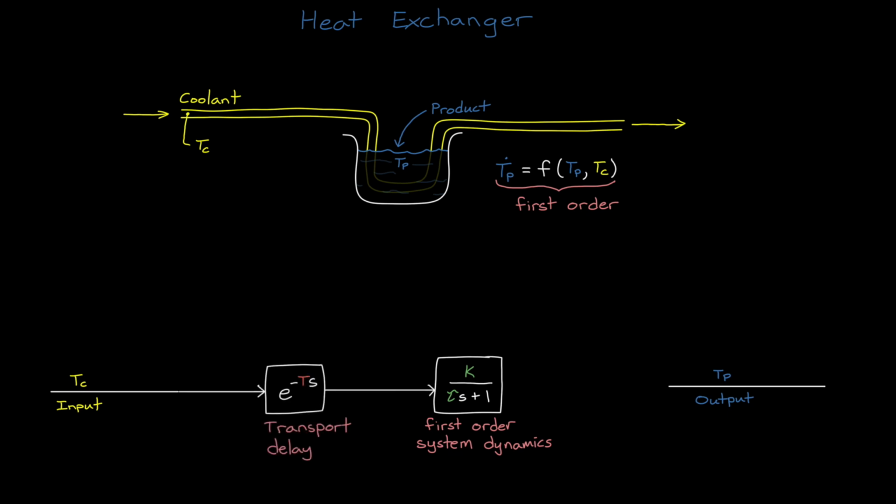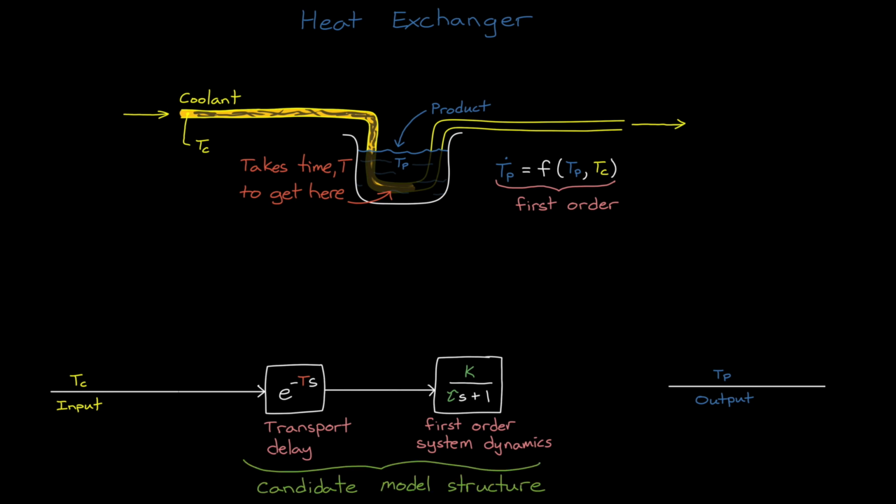Now, there is also delay in this system that comes from the fact that the coolant temperature sensor is some distance upstream from the heat exchanger, and when it registers a temperature change, it takes some time for that fluid to reach the product. So our candidate model structure is a first-order transfer function plus a delay term.